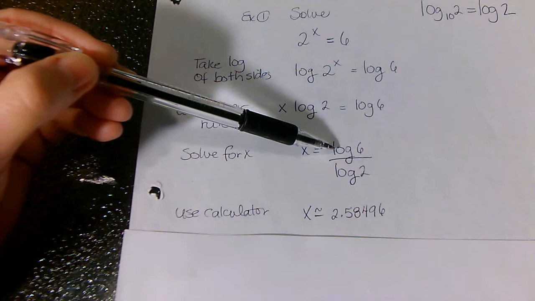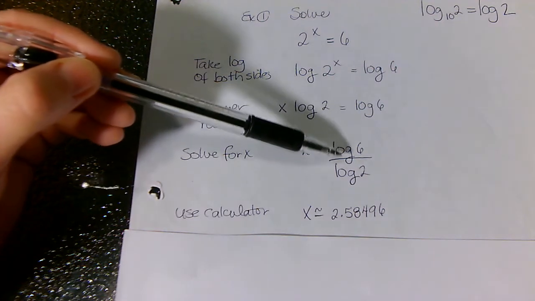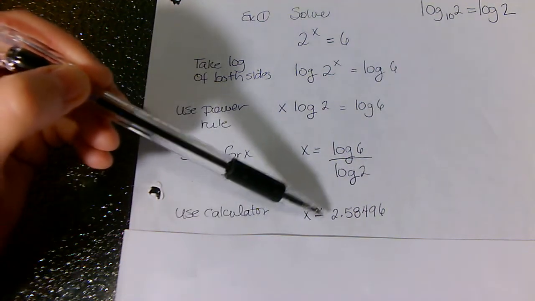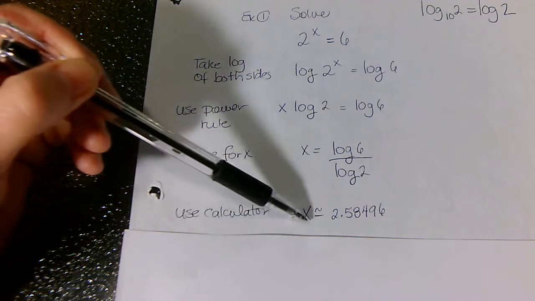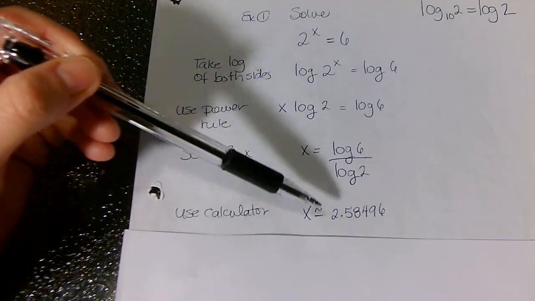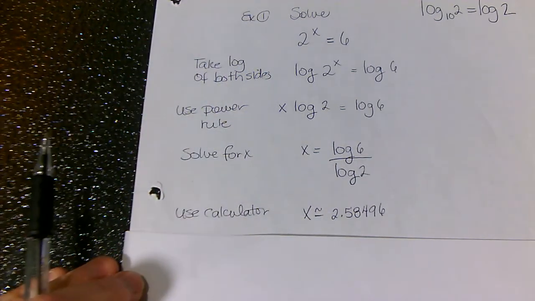And then I take this and I stick it in my calculator. Log of 6 divided by log of 2, and you get approximately this. You should try and do this in your calculator so that you understand how to use logs and make sure that you can get to the same answer.